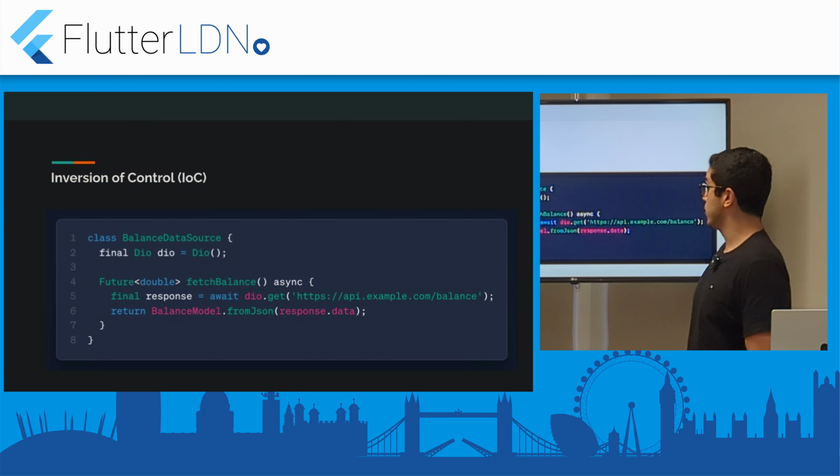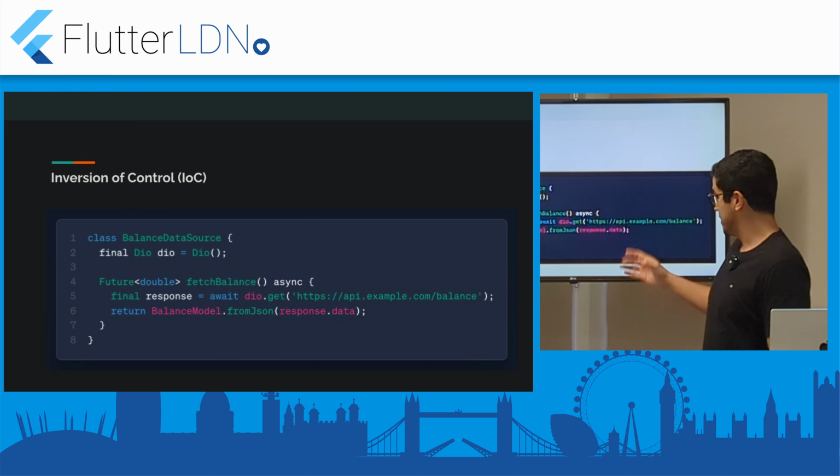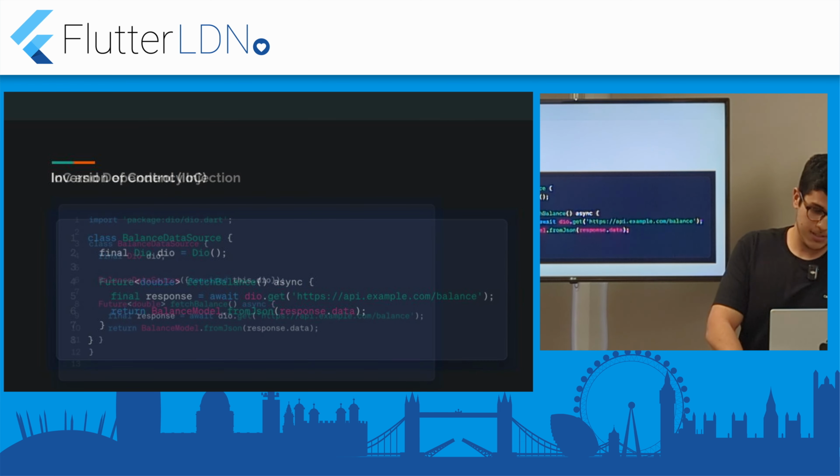Here, as you can see, we can spot some problems. First of all, let's suppose I want to unit test this class. How can I mock Dio? It's being instantiated by BalanceDataSource. BalanceDataSource has the control to instantiate the Dio. Also, if I want to reuse this Dio, let's suppose we have headers that we want to add across the app, we cannot do it because it's being created here, so it's not exposed. There's also tight coupling between Dio and BalanceDataSource. So there are some points here that we can address.